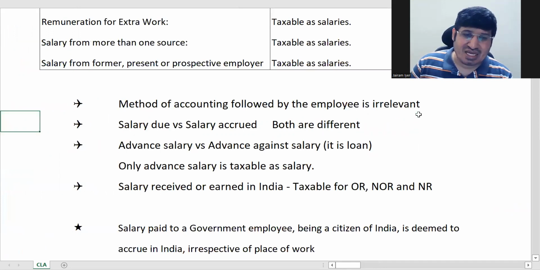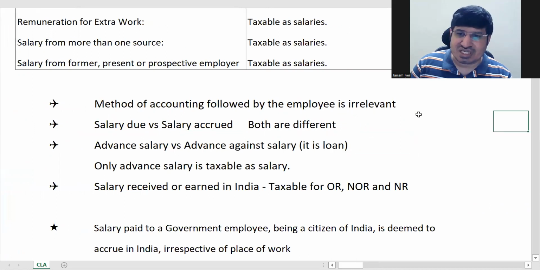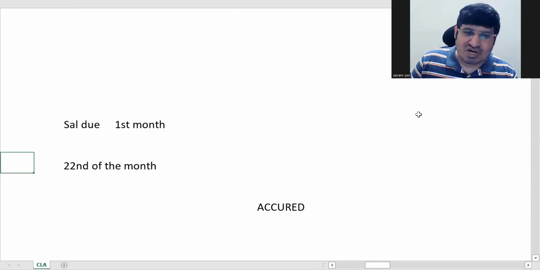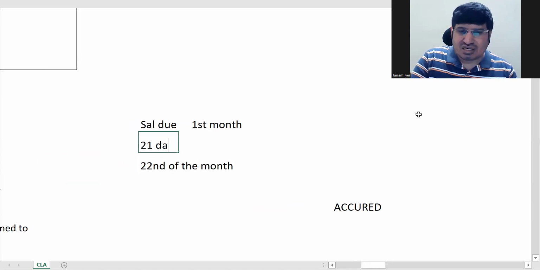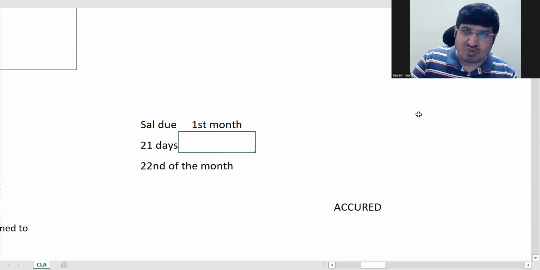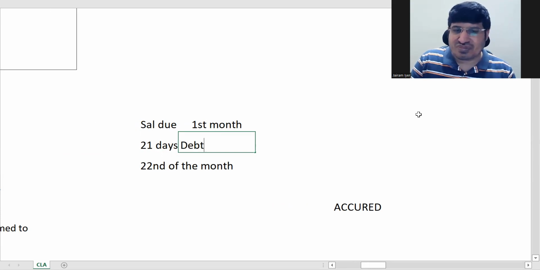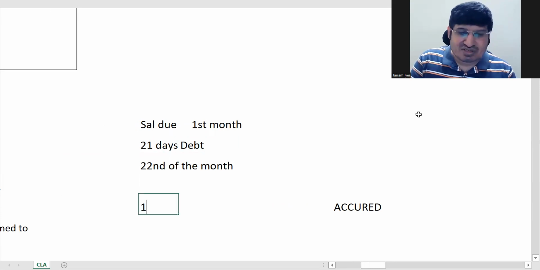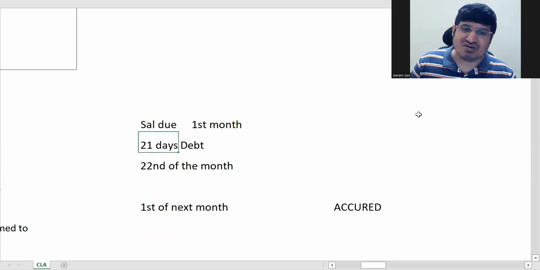Now, what is salary accrued? Salary due versus salary accrued. Say now you are on the 22nd of the month. You have already worked for 21 days, so your employer should pay you for that, correct? Actually it is a debt which has to be paid because you have worked for 21 days. But this debt will not be payable until the first of next month. So this is called salary accrued.